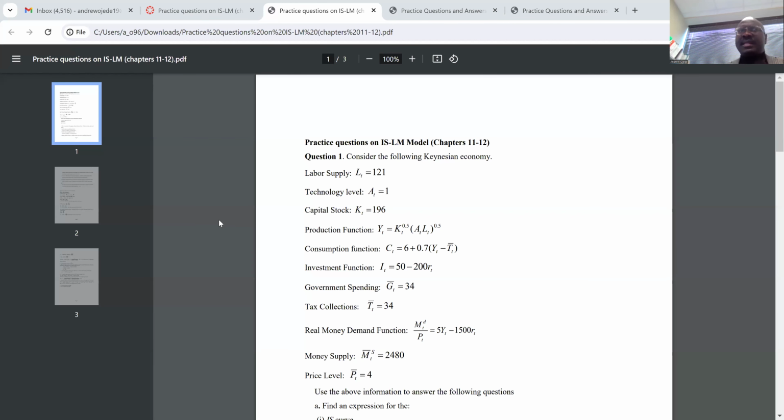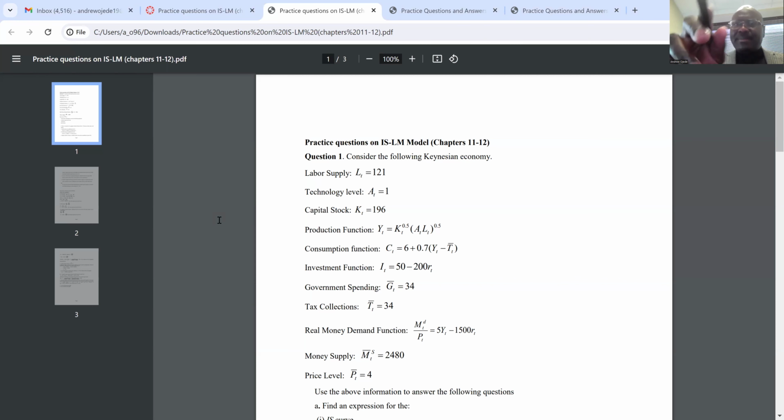My digital pen doesn't allow me to write on this, since it's a PDF page, so I'm just going to help you see what they were. I was saying, consider the following Keynesian economy. You can disregard the time subscript. You can write just L without the T, because I like to do dynamic models, so sometimes I forget and leave those time subscripts on the variables. You can just write L equals 121, forget about the T. A is 1, K is 196. And then this is your production function, which is a Cobb-Douglas production function. Then I gave you the consumption function, which is given by that. The investment function is 50 minus 200R. Government spending G is 34, T is 34.